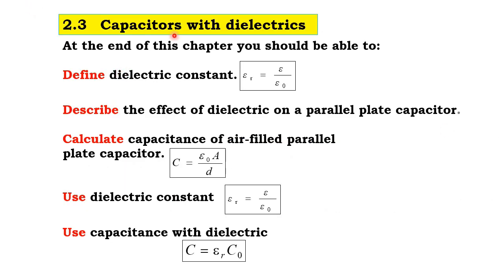The last subtopic is capacitors with dielectrics. You need to define the dielectric constant, epsilon r equals epsilon over epsilon naught. You need to describe the effect of a dielectric on a parallel plate capacitor. You have to calculate the capacitance of a filled parallel plate capacitor. You have to use the dielectric constant and use capacitance with dielectric.